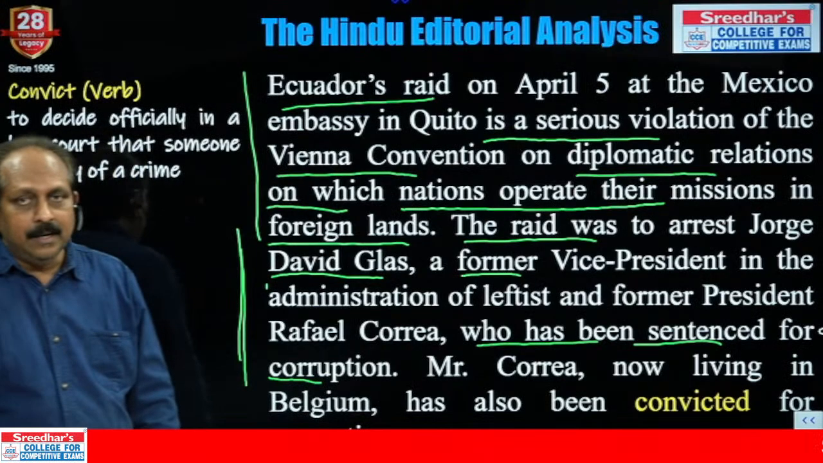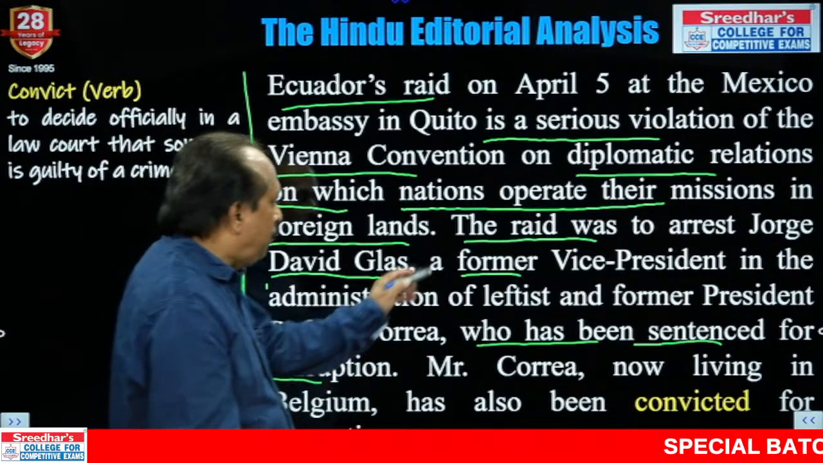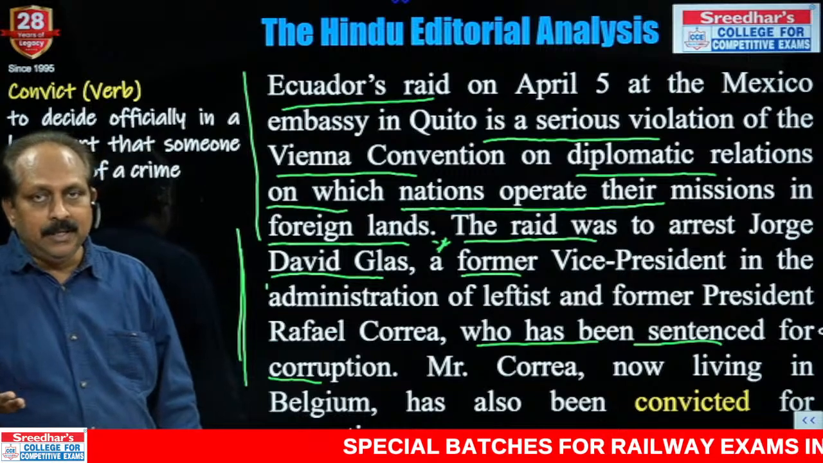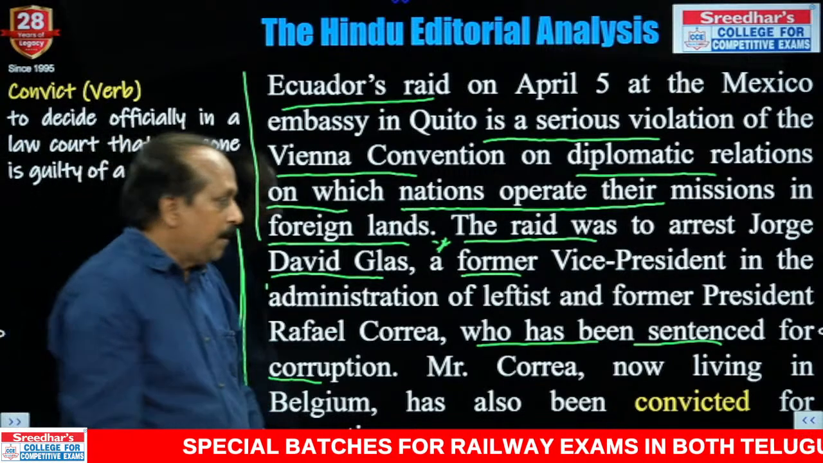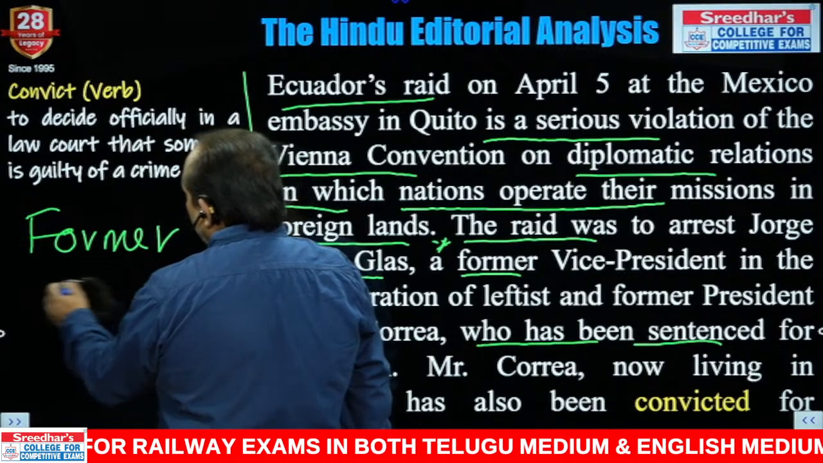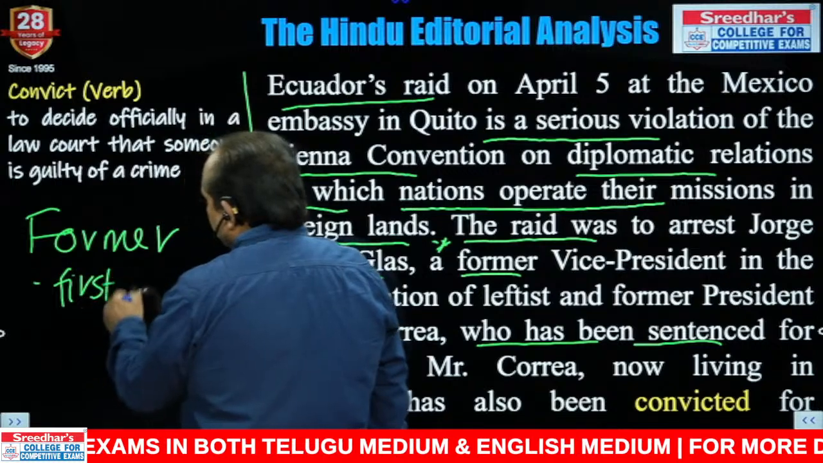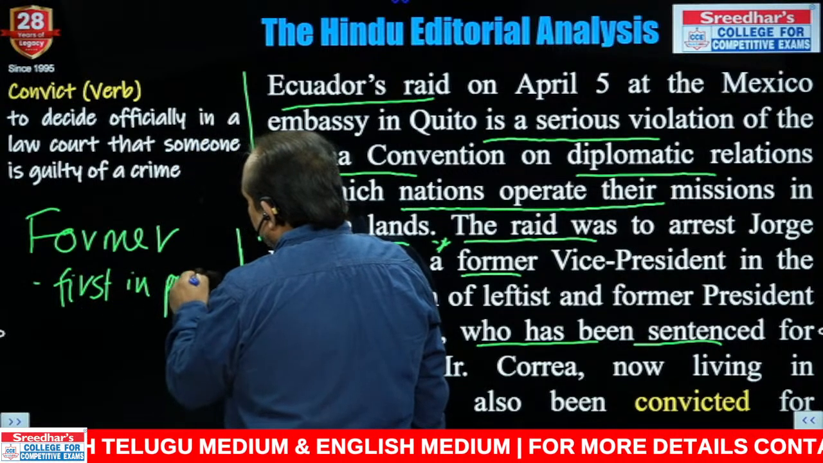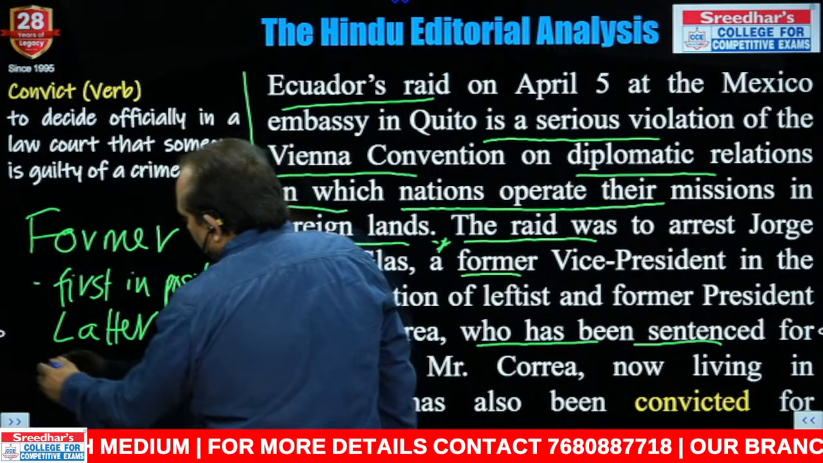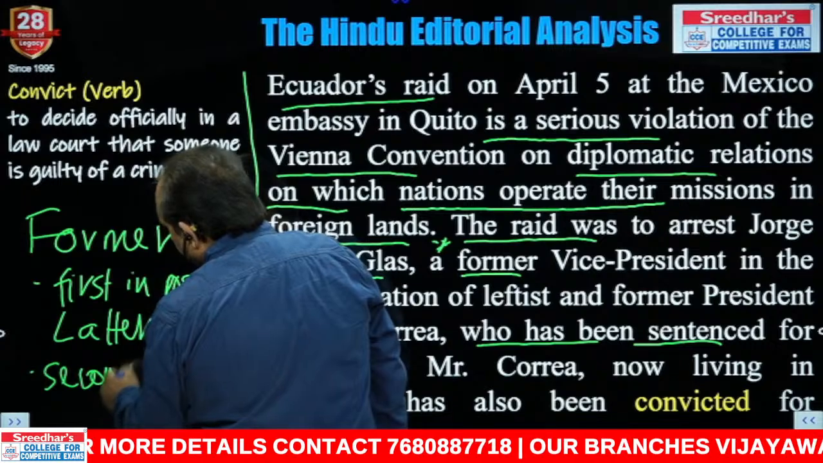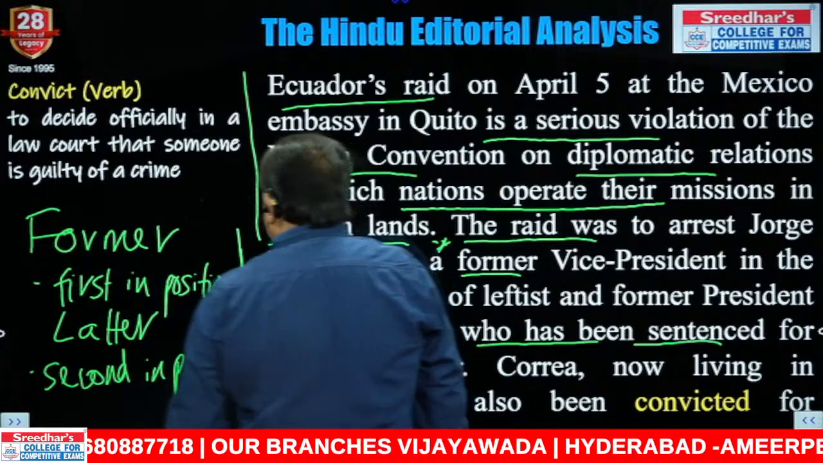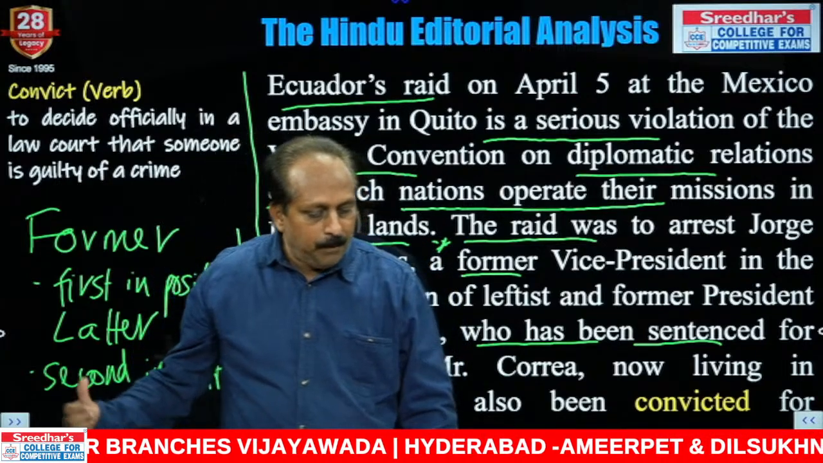Former vice president. Again, there is something very important you have to recollect. Former in this context means once he was a vice president, but right now he is not. Whenever you see former, you have to recollect two words. Former: first in position. It deals with position. First in position, and not later but latter: second in position. These two words are very important from the exam point of view.